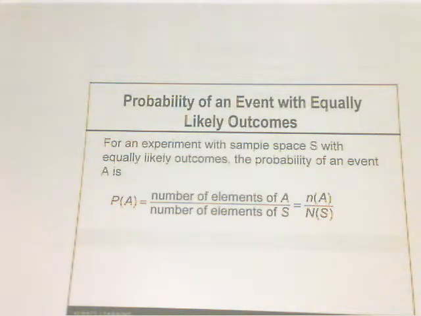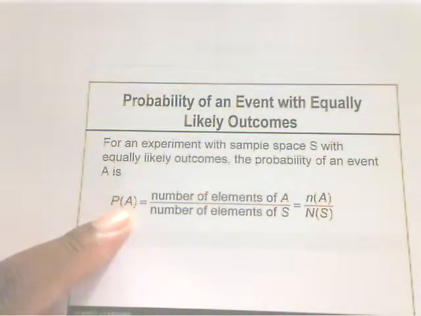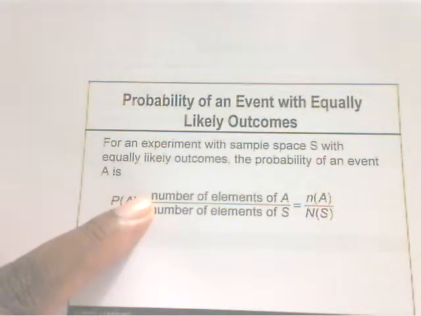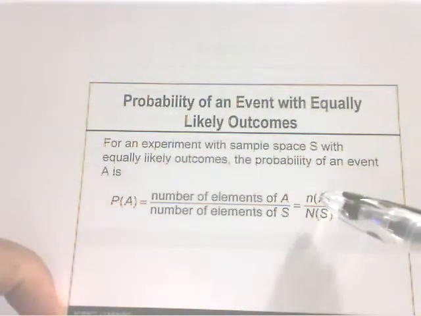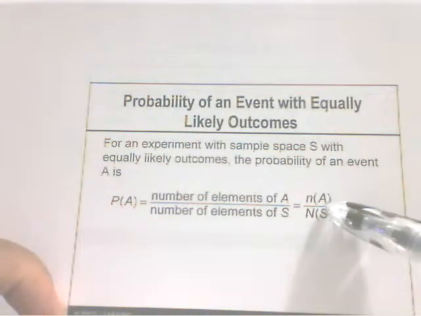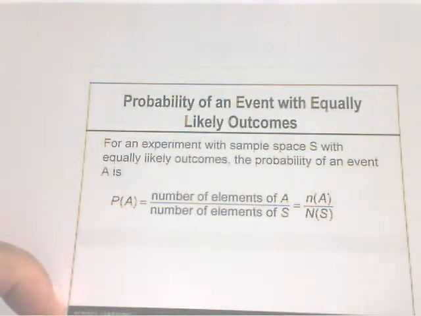Okay, let's look at the probability of an event with equally likely outcomes. For an experiment with sample space S with equally likely outcomes, the probability of an event A is this. We write this as P(A). That means the probability of event A is the number of elements of A divided by the number of elements of S, which can be abbreviated as lowercase n sub A divided by capital N sub S.